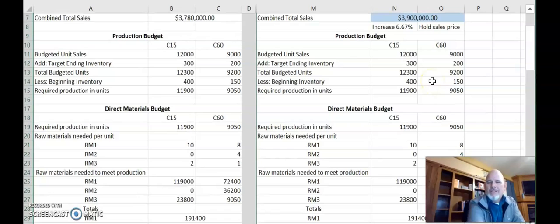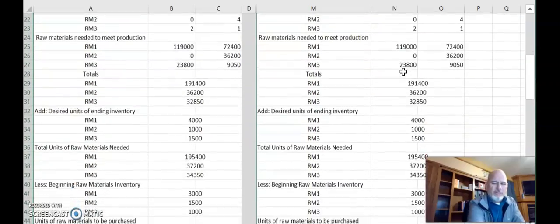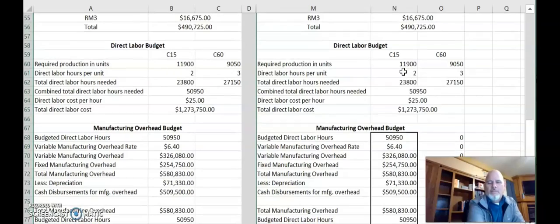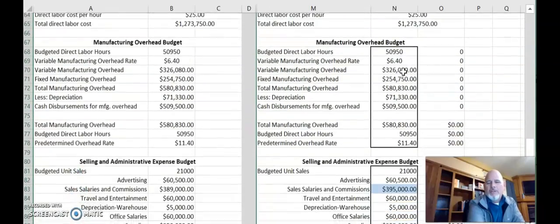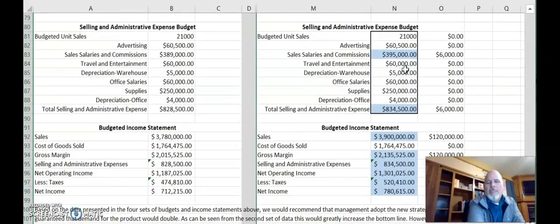But because the production did not change, it's only the price of sales units, so the production budget wouldn't be impacted. The direct materials budget wouldn't be impacted. No impact to the direct labor budget. No manufacturing overhead increases or decreases. The selling expense would actually go up by $6,000 because we had an increase in sales.